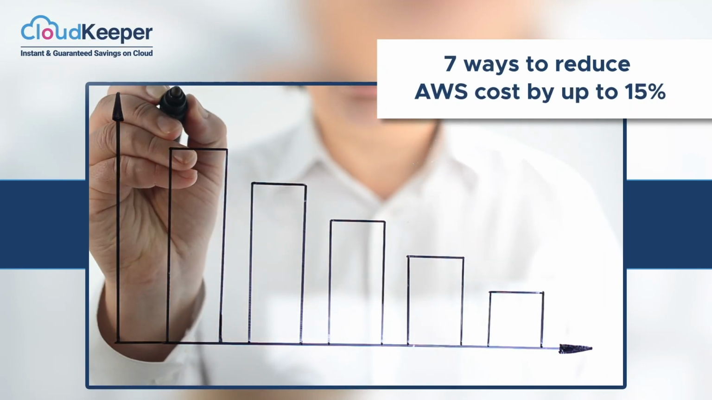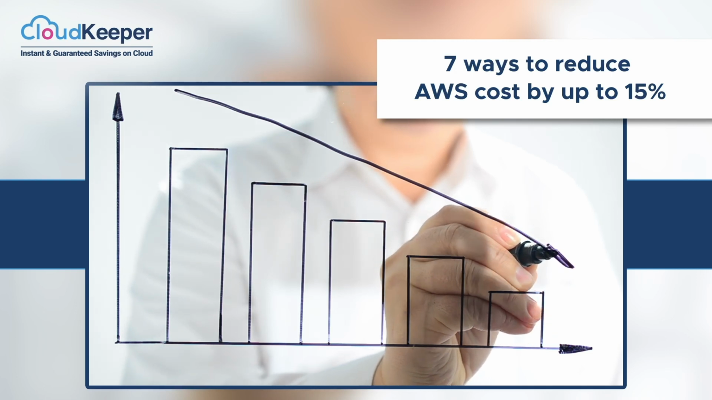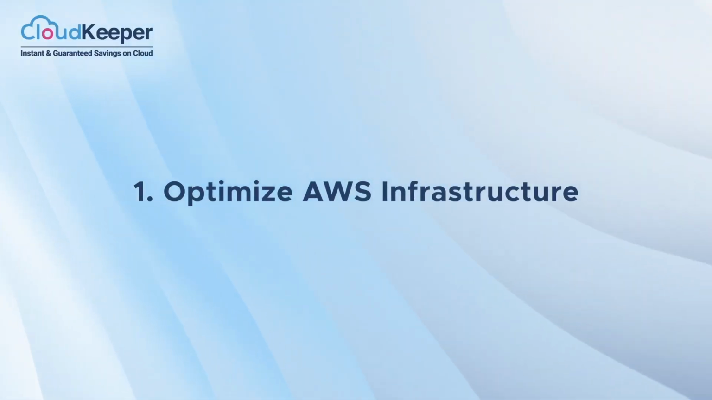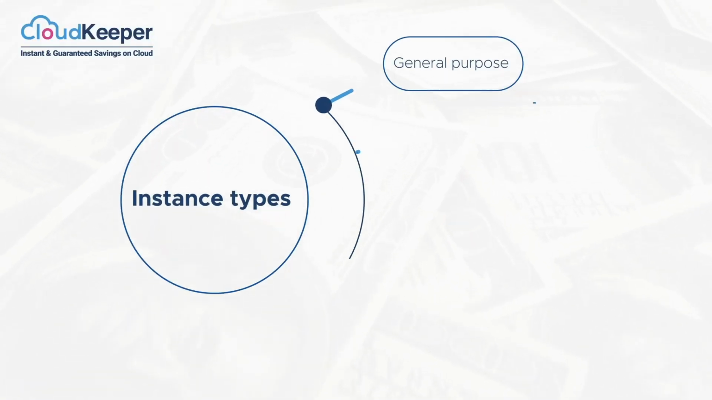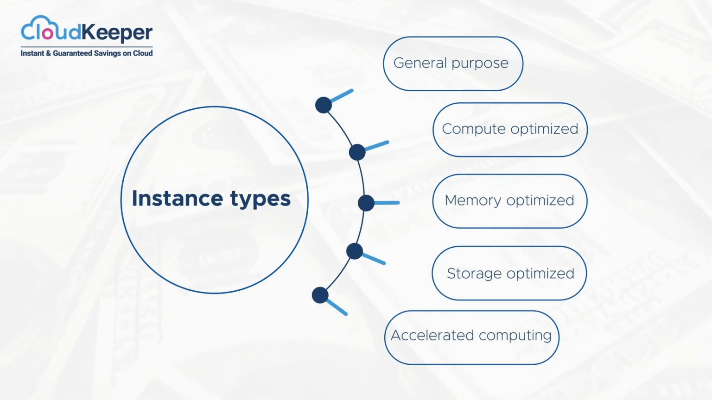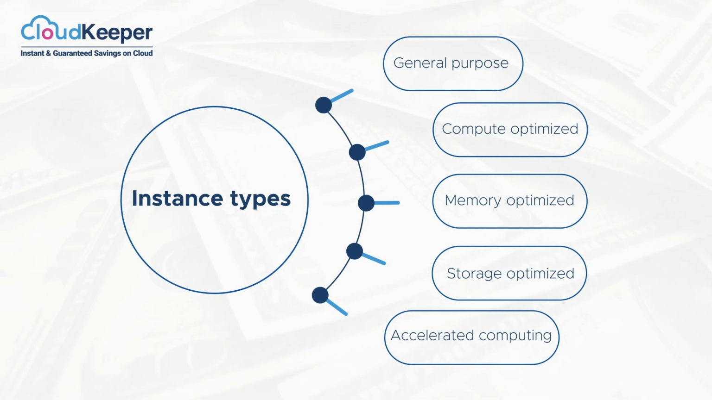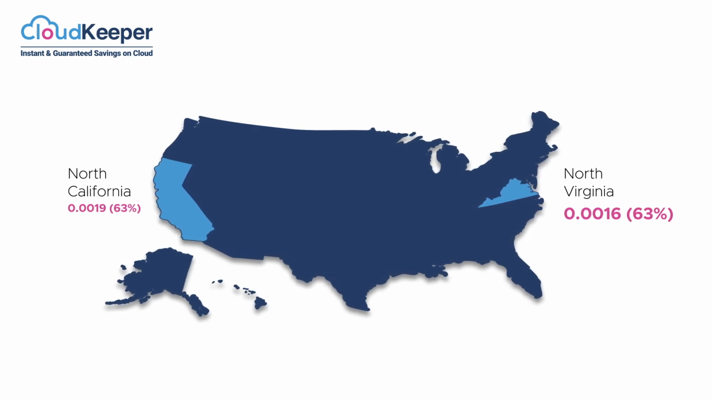So, here are 7 ways to help you efficiently manage cloud costs and immediately reduce your AWS bills by up to 15%. Let's start with optimizing your AWS infrastructure. You must ensure that the AWS region and instance family you've selected is optimal and aligned with your business requirements, taking into account factors such as data residency, latency, and service availability. Consider cost implications as well. Regions like North Virginia may provide more favorable pricing. Even slight variations in price can result in significant cost savings when applied at the scale of your operations.